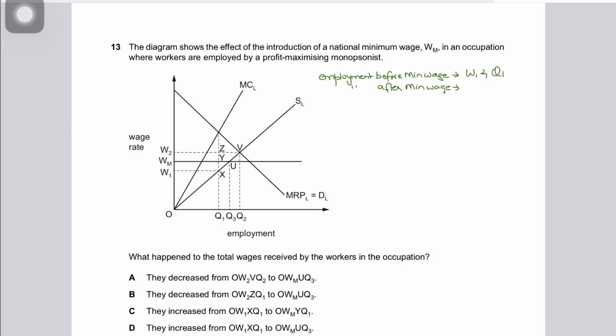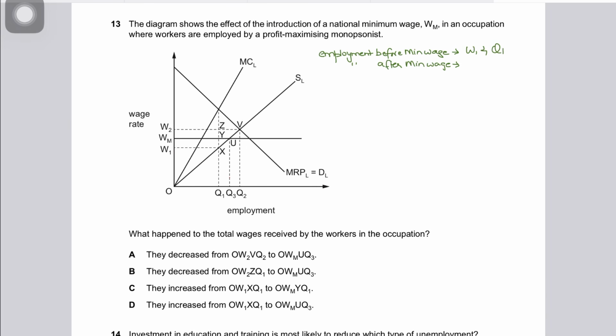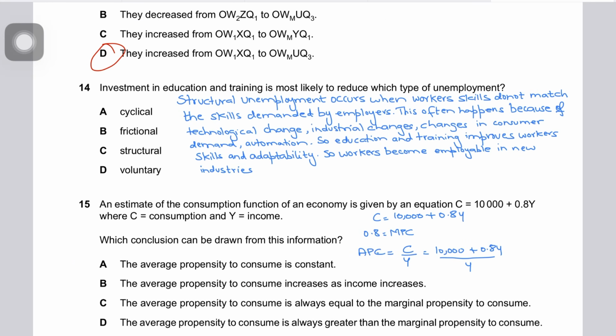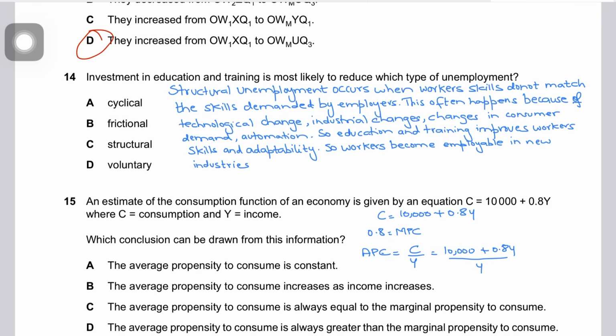So that is what makes D, question number 13, David, the correct answer. Now, question number 14 says investment in education and training is likely to reduce which type of unemployment? A pretty simple question, just by looking at it, you can see the answer.